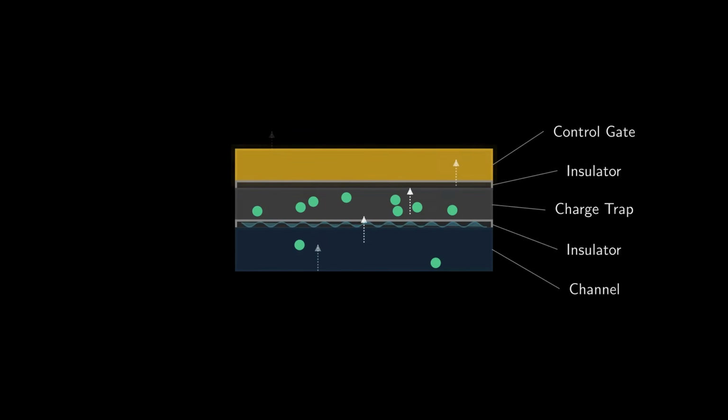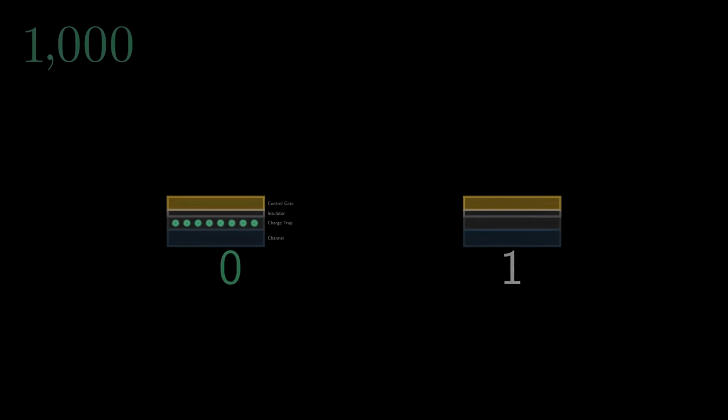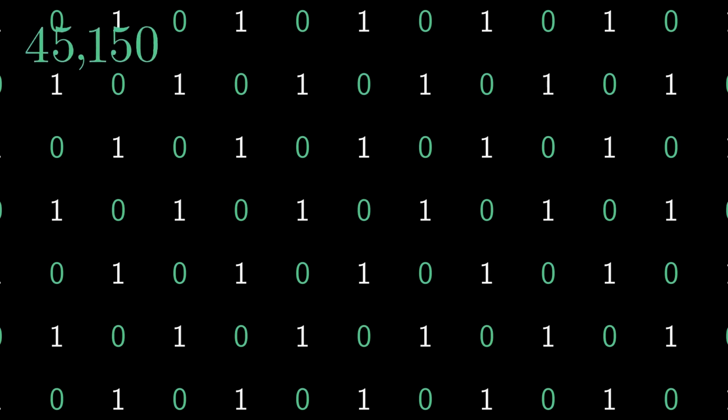When the power is turned off, the insulator traps the electrons inside. If a cell contains trapped electrons, it reads as a 0. If it is empty, it reads as 1. That is the physical foundation of all your digital data.